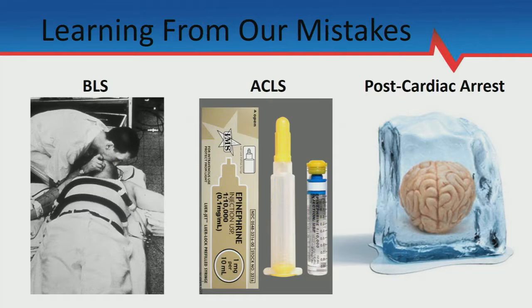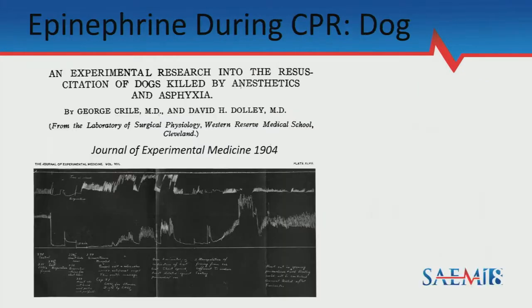So that's one example. The next example is epinephrine for ACLS. Many of you have probably heard the story of where this dose of epinephrine came from, but it comes from a dog study that was done in 1904. Okay? This is a group, Crowell and Dolly, 1904. They were doing asphyxial cardiac arrest, and they started doing different interventions for that.